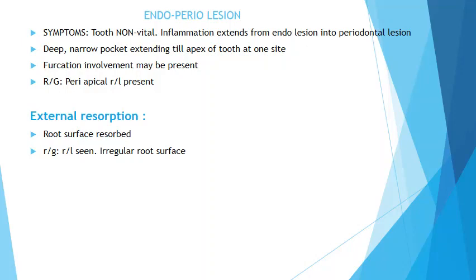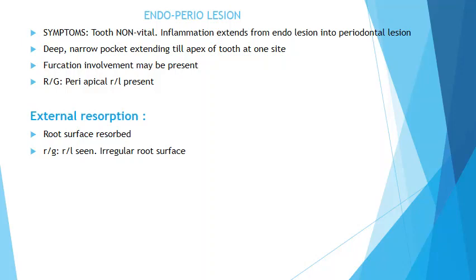Now moving on to the last point which is left, that is external root resorption. As we know, when the external surface of the root is resorbed, it is called external root resorption. Clinically it is not that important, but when you see the radiograph you might see that the root surface is resorbed or there is an irregular root surface and radiolucency can be present. That gives away external root resorption. So we are done with all the options in the diagnosis template.